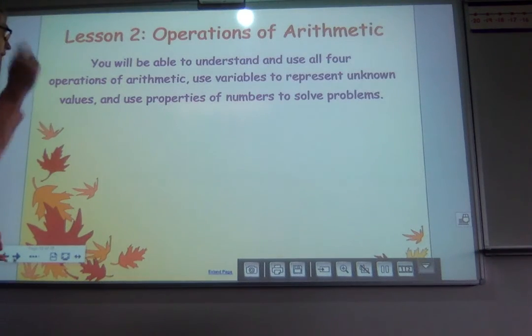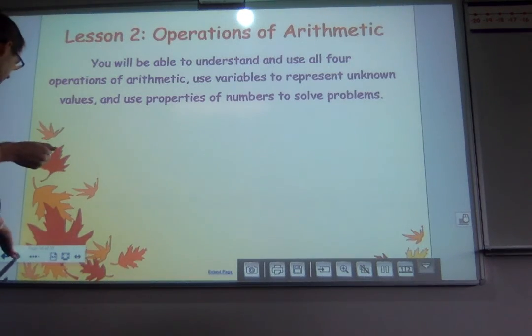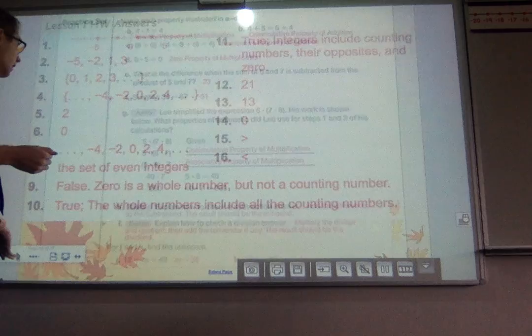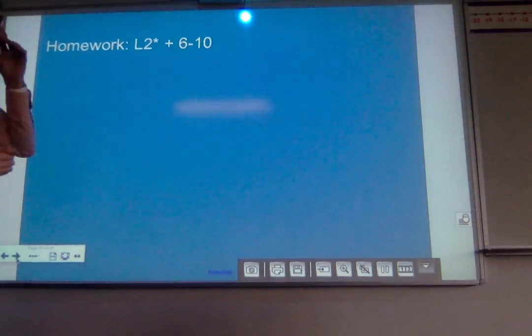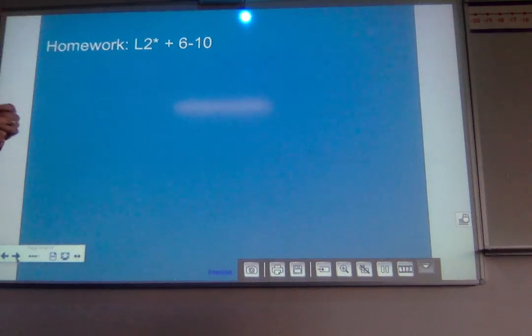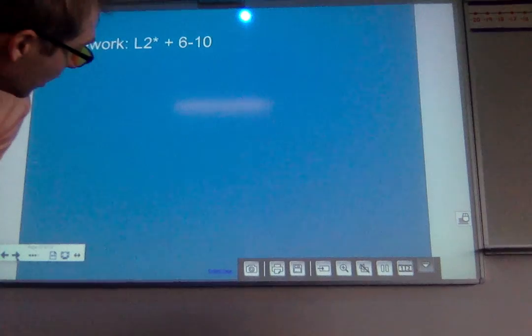Yep, and so again, our lesson objective is here. Just wrapping up our operations of arithmetic for today. We had homework answers that we're just going to skip over, and then your homework was lesson 2 start problems and 6 through 10. So 6, 7, 8, 9, 10, along with all the start problems from lesson 2.